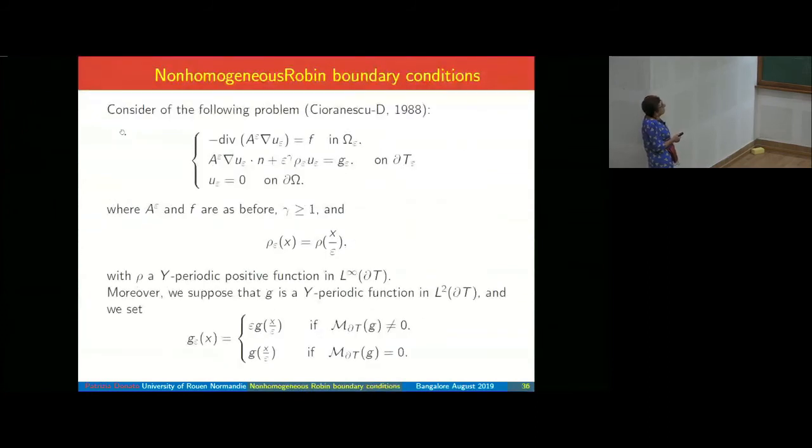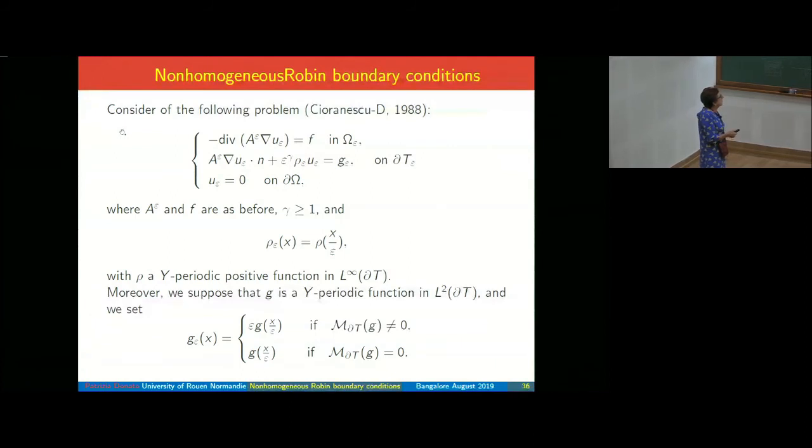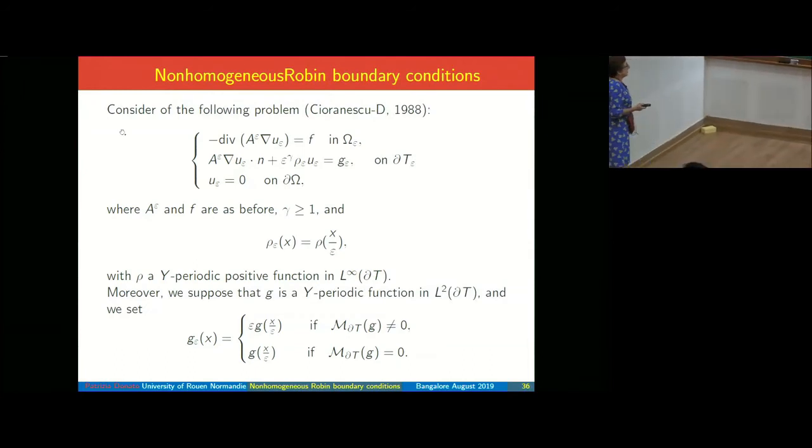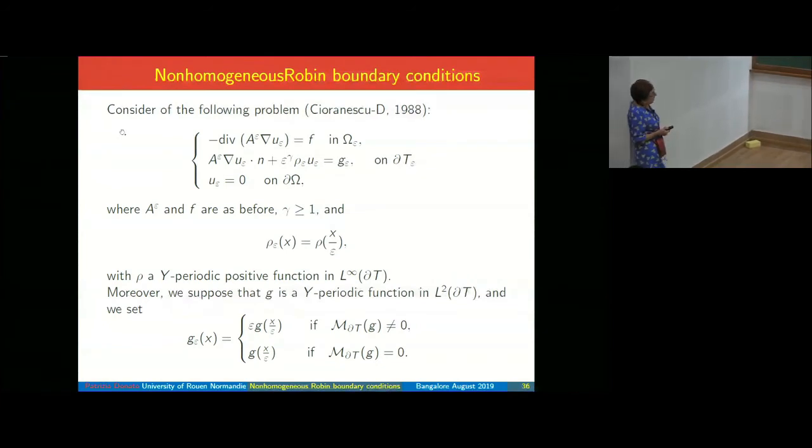Okay, so in this problem, what is very important is the g. The function g, which is here, is a periodic function coming from a function g which is defined on the reference hole T. So originally g is in L2 of T. Now if the average of g is different from 0, we have to take epsilon g of x over epsilon in order to get a bounded solution.